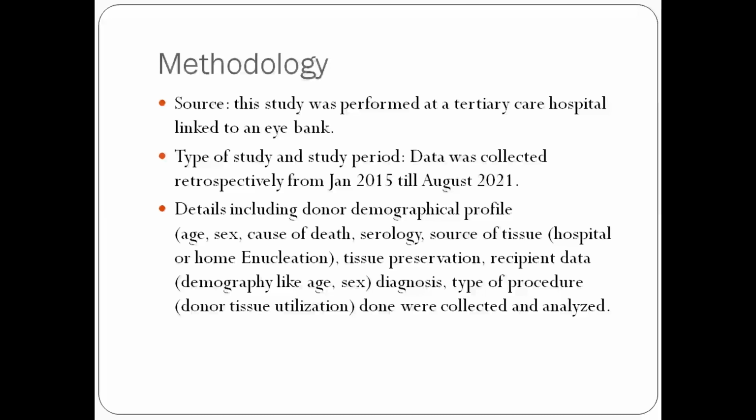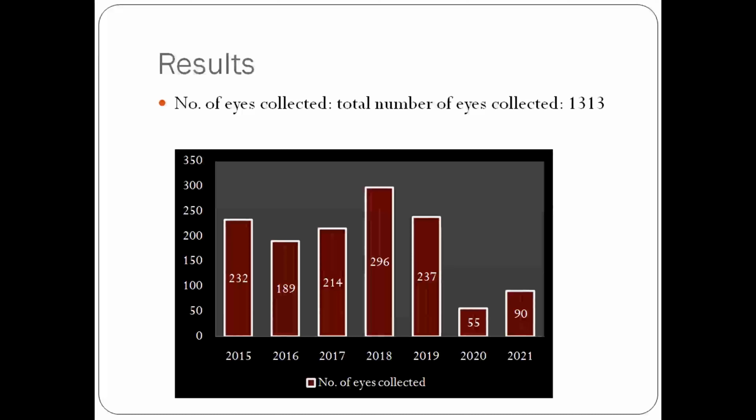Details including donor demographical profile like age, sex, cause of death, serology, source of tissue, hospital or home enucleation, tissue preservation, and recipient data like demography, age, sex, diagnosis, type of procedure performed were collected and analyzed. Results. The total number of eyes that were procured in the 7-year study period was 1,313. In the year 2015, a total of 232 eyes were procured. 2016, 189 eyes were procured.